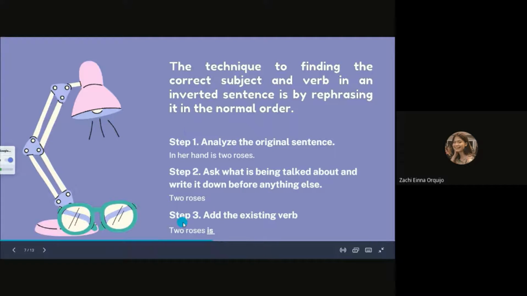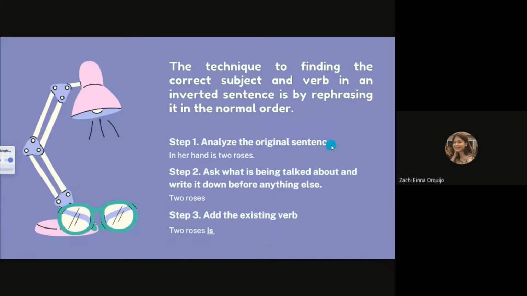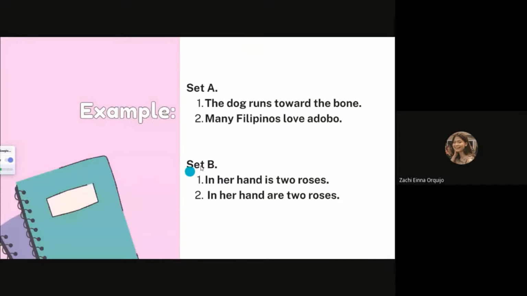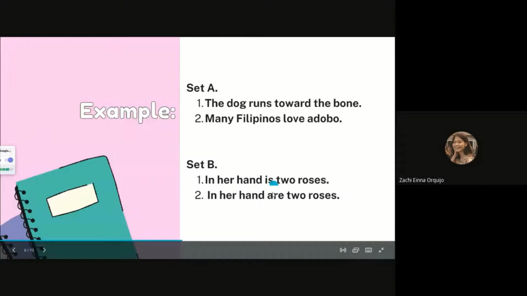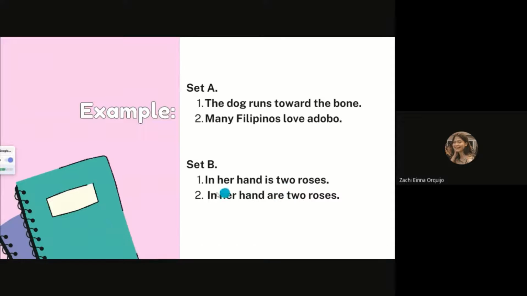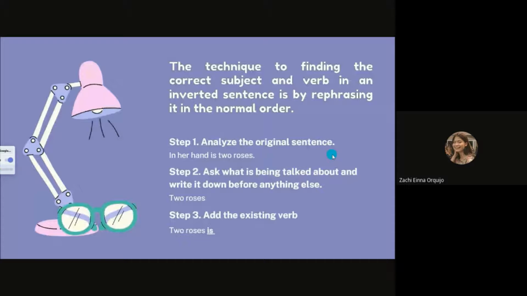So meron tayong mga steps. So step 1, analyze the original sentence. So katulad nung kanina, 'di ba, dito sa dalawang sentences na 'to, hindi natin alam kung ano ba yung tama, no? Kasi in her hand is two roses or in her hand are two roses. So ano ba dito yung tama, is or are? So our step 1 is to analyze the original sentence. In her hand is two roses.